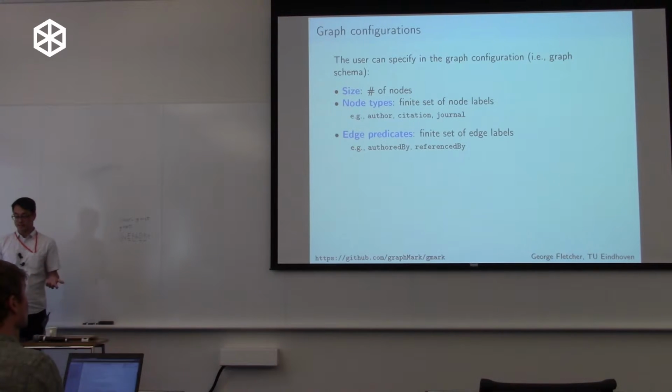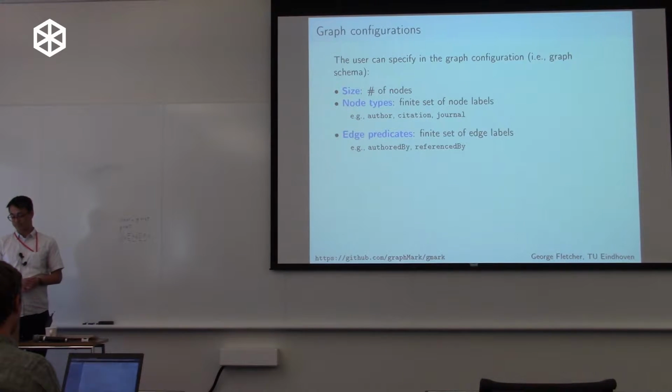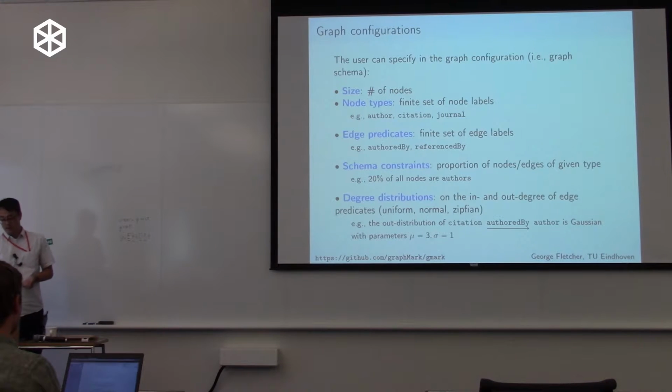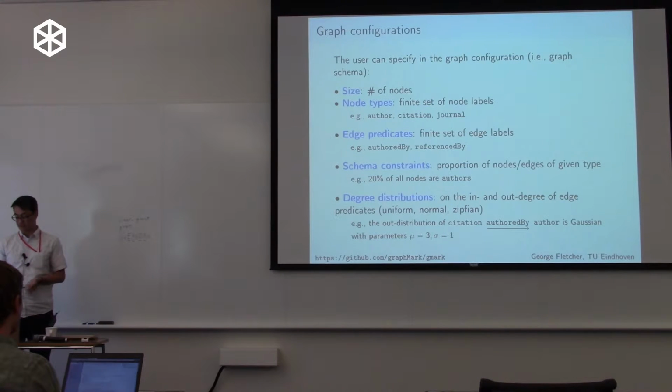Edge predicates, so these are a finite set of edge labels that are holding between typed nodes, right? So for example, journal papers are authored by authors, or papers reference other papers, things like this in this bibliographical scenario. And then we can define constraints, so the desired structural properties of these typed nodes and typed edges holding between them.